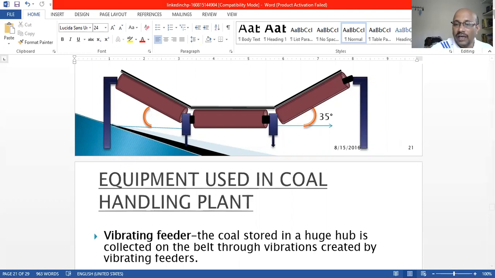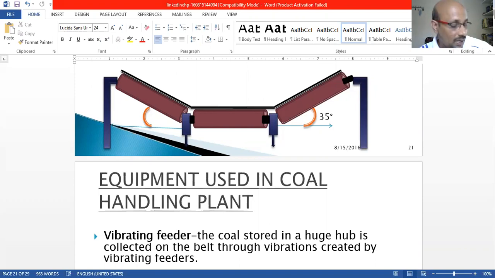So now we will see what the different equipments are that we are going to present. Now we are seeing the vibrating feeder. In this vibrating feeder, we have different types. What those types are, we will see.